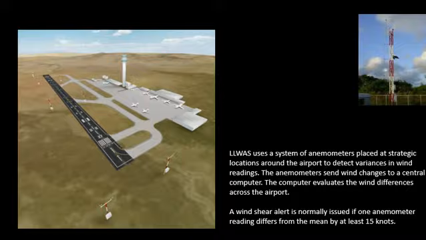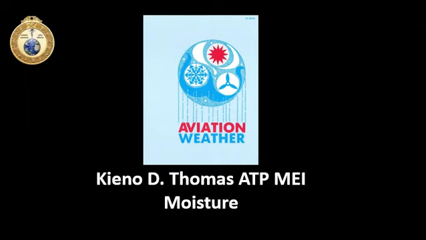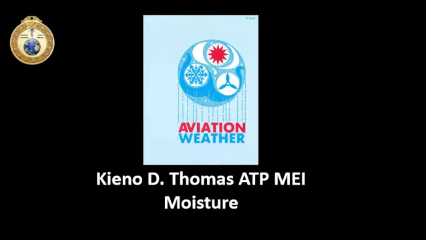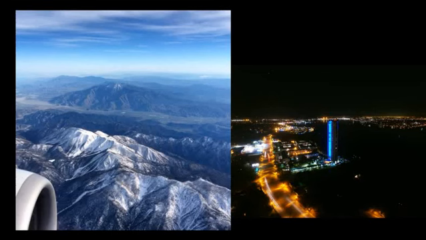Low-level wind shear alert system and Doppler radar. Doppler radar systems kind of give you a clearer, more detailed picture of the thunderstorms in the area, which allows for better probability of predicting the presence of wind shear. So, if I'm out here in Jersey and I'm flying out to Nebraska somewhere, or Iowa, like Davenport, Iowa, or something like that, I would be aware that, hey, I need to be careful. There's low-level wind shear going on in these areas. Okay, so that's wind shear.